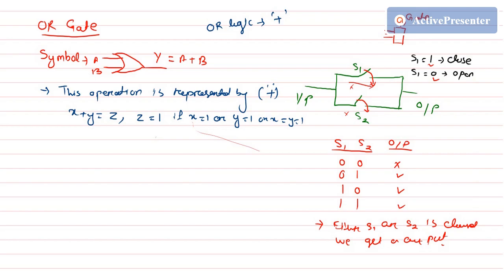In binary we have either 0 or 1. So Z equals 1 means we have an output if X or Y or both are equal to 1. So either of them has to be 1. If both are 1, it's okay, but the minimum condition is that either X or Y has to be 1. So this logic is implemented in this logic gate. This is the symbol of a logic gate. Here there are two inputs A and B, and the output is the OR operation of A and B, represented by Y equals A plus B.